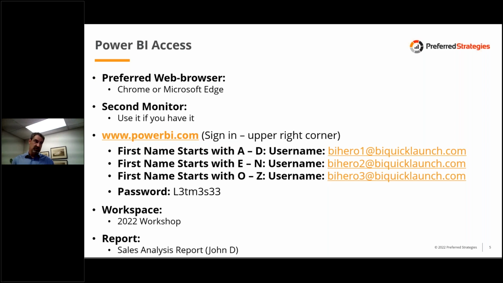Like I said, we'll put those credentials in, and then you log in, and we'll be very careful to navigate to the right location. There's a workspace that's been set up called 2022 Workshop. That's where these reports will live. Once you get into that correct place, and Michelle's going to walk you through all of this step by step, there will be a list of what are called sales analysis reports, and there should be one with your first name and the first letter of your last name.